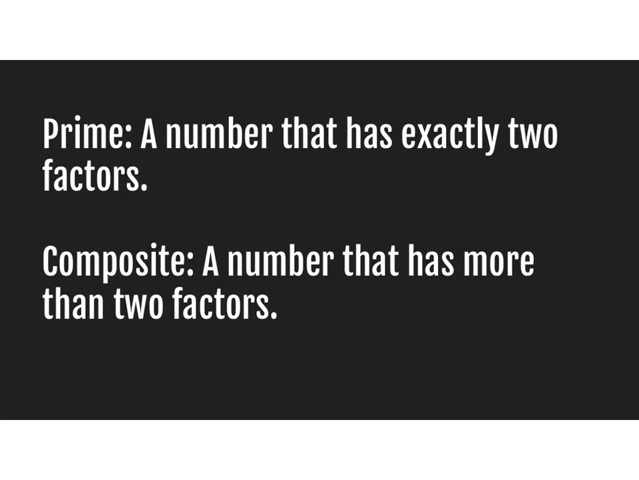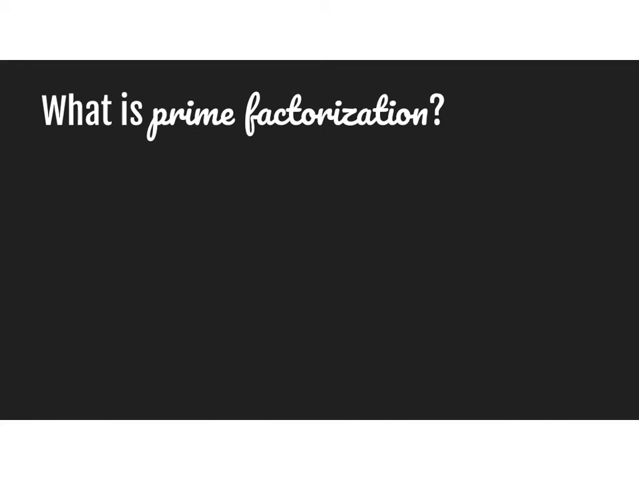Make sure you take note of these definitions. A prime number is a number that has exactly 2 factors, and a composite number is a number that has more than 2 factors. All right, hopefully that was review for you. Now let's talk about prime factorization. When we want to break a number down to only prime numbers, we can use prime factorization.